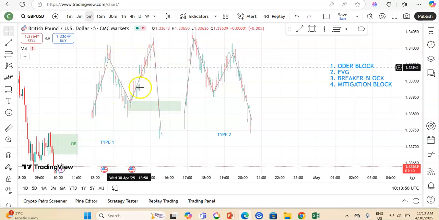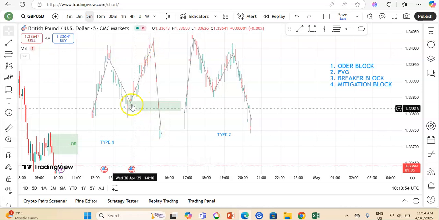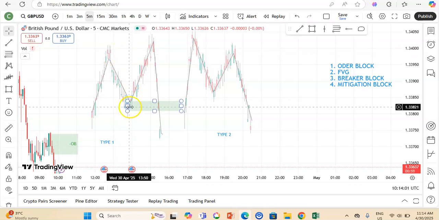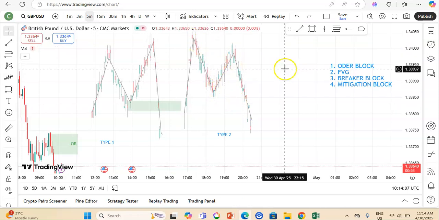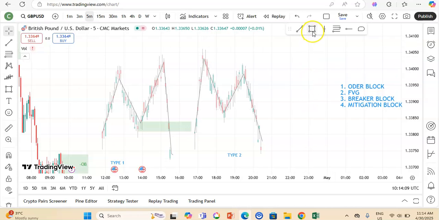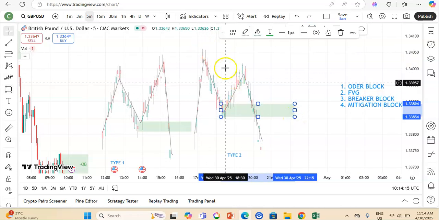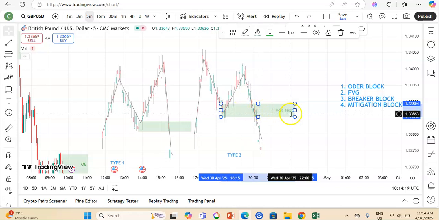If it is type 1, it is called a breaker block, because a breaker block takes out a high. It is an M pattern that takes out a previous high and breaks lower. So that last order block that took price up to take out this high, that candle is what we call a breaker block. But if it fails to take out this high, if it went up here and then broke down without taking out this high, it is called a mitigation block.